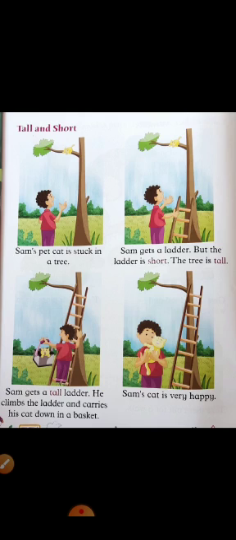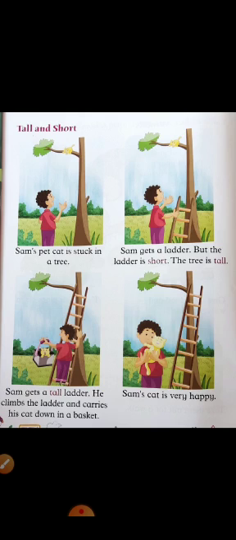Okay children, so in the first picture we can see Sam's pet cat is stuck in a tree. So Sam is trying to help her. Okay, so in the second picture we can see Sam gets a ladder, but the ladder is short and the tree is tall. Yes children, we can see now the ladder is small and the tree is tall.